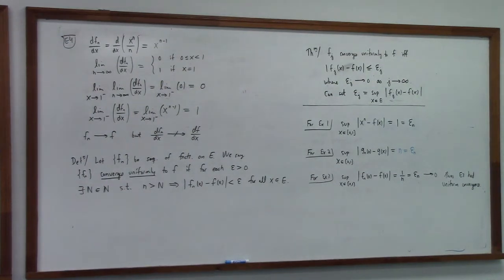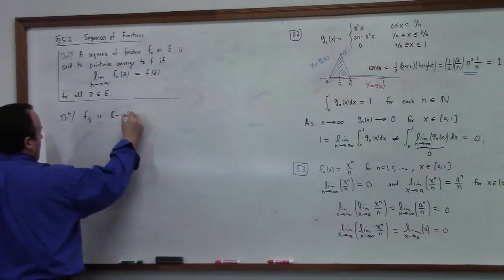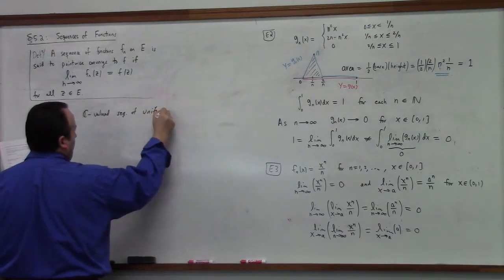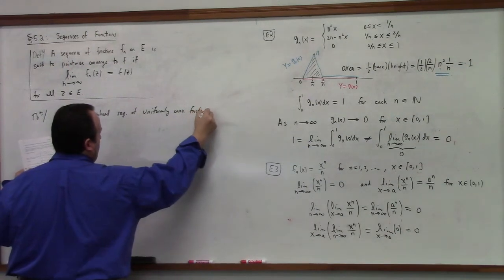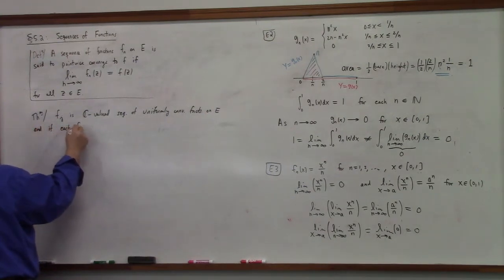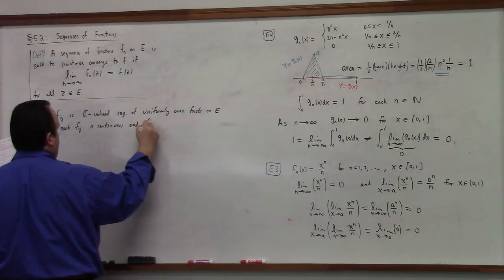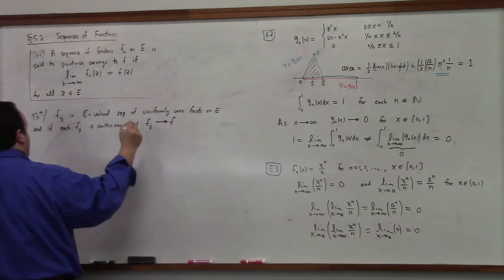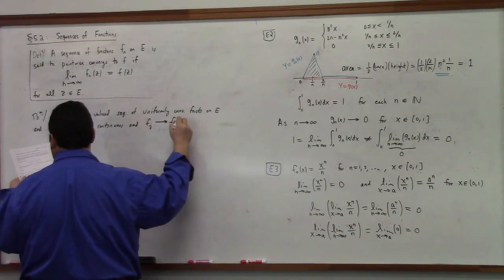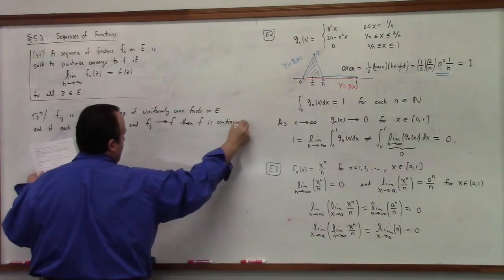Theorem. If fj is a complex valued sequence of uniformly convergent functions on E, and if each fj is continuous and fj converges to f on E, then f is continuous on E.